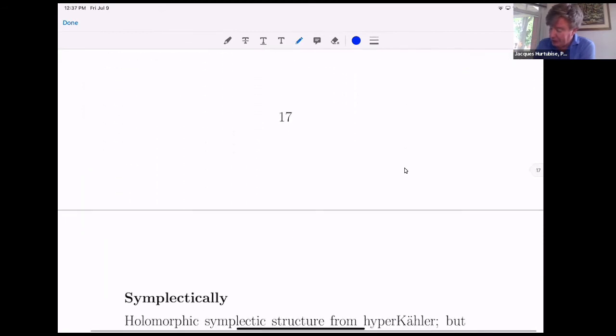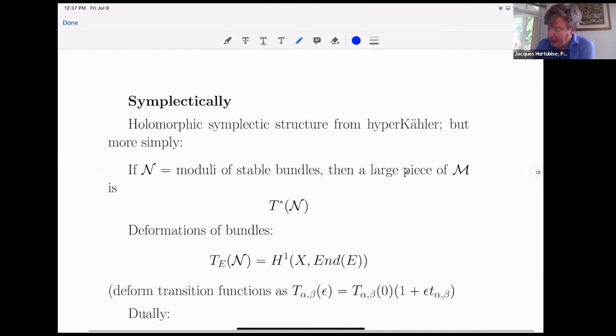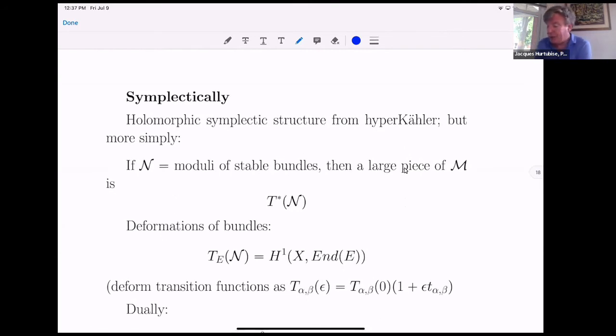Okay, so these are the moduli spaces. And symplectically, you're inheriting from the hyperkähler picture, which is manifest in R4, a holomorphic symplectic structure. There are various ways of describing this, but the simplest, the goofiest way, is to notice that if you just take the moduli of stable bundles N, then a large, basically dense piece of the moduli of Higgs bundles is just the cotangent bundle of N. And the reason's quite simple.